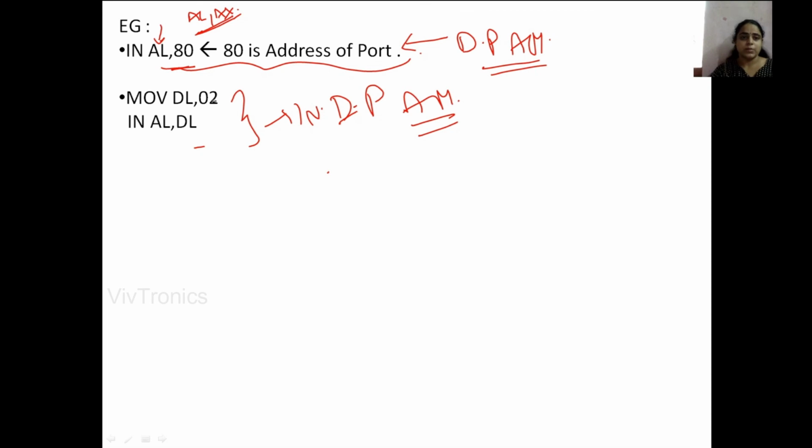MOV DL, 02, IN AL, DL. Next, MOV DX, 0FFE0, and IN AX, DX. This is a hexadecimal number, so for a hexadecimal number you have to keep 0 in front of it. Here it is 16-bit data. Like this you can use your IN instructions.